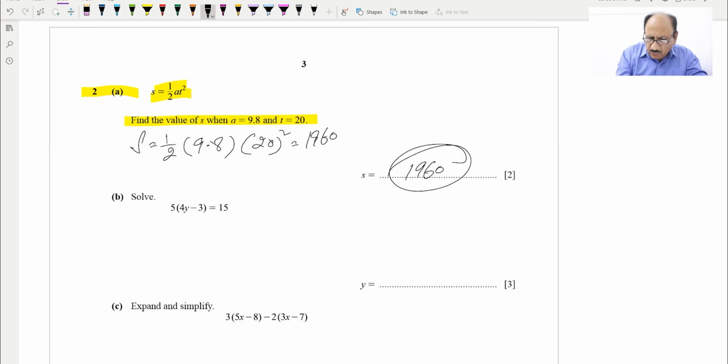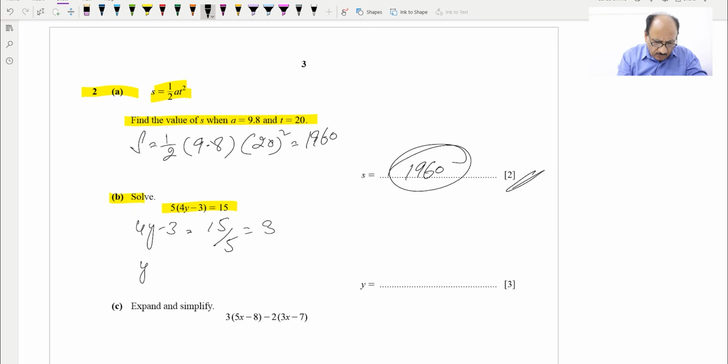1960 will be our answer for 2 marks. Hopefully you understand this. Now solve part (b), solve this equation. So 4y minus 3 is equal to 5. We will be shifting to the other side, and this will be equal to 3.